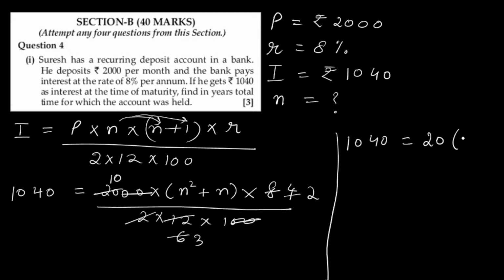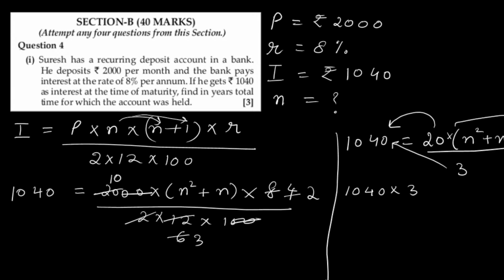Still here I have n square plus n, write it in bracket by 3. Do it along with me so that we don't do any calculation mistake here. Now 3 will shift to other side. If I shift 3 to other side, it will get multiplied. So 1040 into 3. Let's shift this 2 also to this side. If I shift 2 to the other side here, it's getting multiplied with this expression.